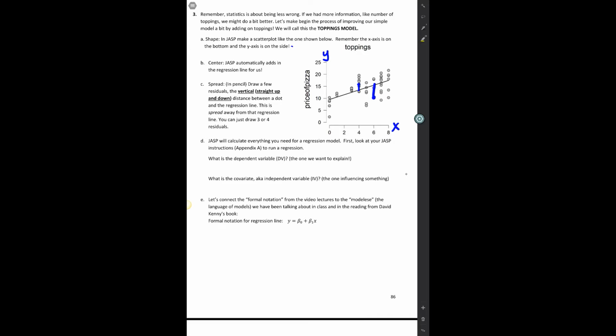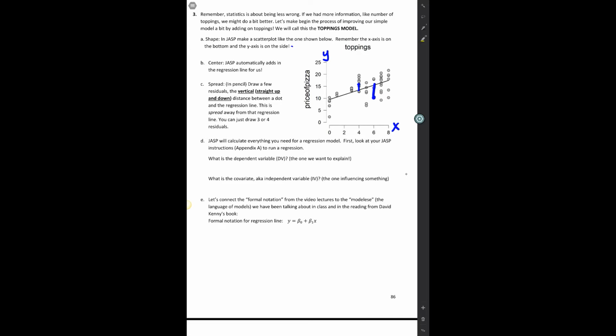Now this brings us to spread. So on this part, I want you to draw in a few of those residuals to illustrate the spread. They should always go straight up and down, and here's why. Okay, so if I have a pizza with 0 toppings, then I would predict the price based on where the line is hitting at x equals 0. If I was predicting for a pizza with 2 toppings, I would look where the line is for x equals 2 and use that to estimate the price of the pizza.